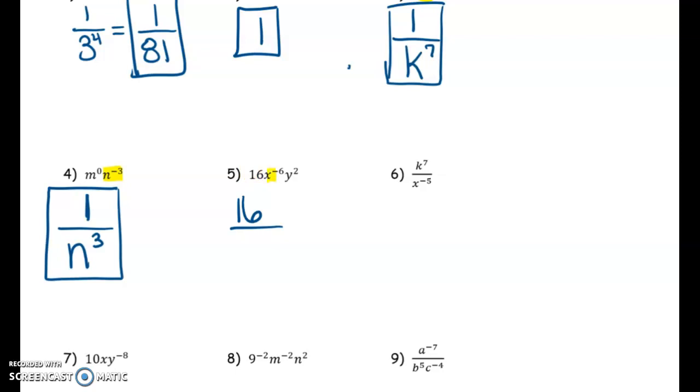Now I'm going to look at the x to the negative 6. That has a negative exponent. So because it has a negative exponent, I'm going to take it to the bottom, and the exponent becomes positive. And then the last part I'm going to look at is the y to the second. That's a positive exponent, so that is just going to stay where it's at. And so my simplified form then is 16y squared over x to the 6th. Again, I only move the parts that have negative exponents. If they have a positive exponent, they stay where they're at.